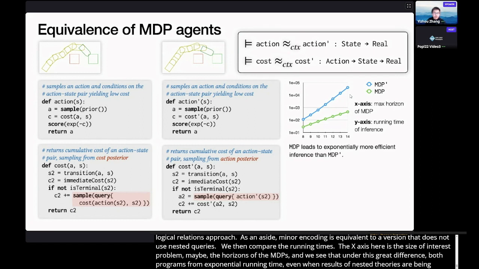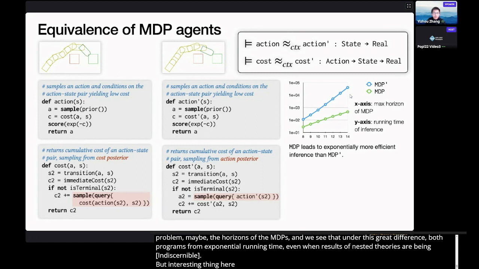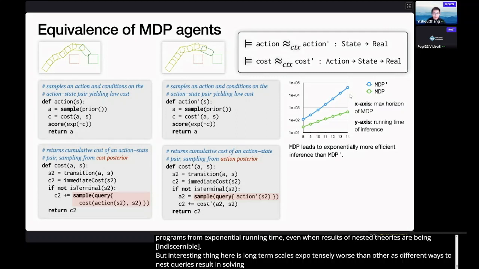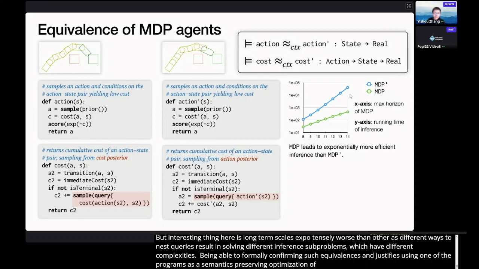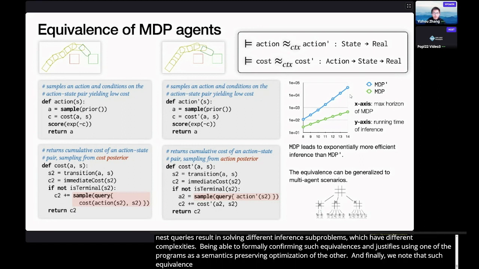But the interesting thing here is one program scales exponentially worse than the other, as different ways to nest queries result in solving different inference subproblems, which have different complexities. Being able to formally confirm such equivalences then justifies using one of the programs as a semantics-preserving optimization of the other. And finally, we note that such equivalences can be generalized to sequential decision-making in multi-agent scenarios. And one application is playing games like tic-tac-toe.